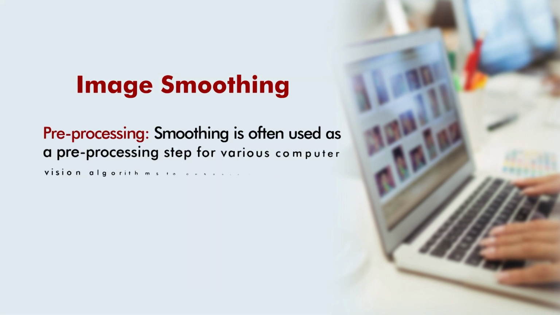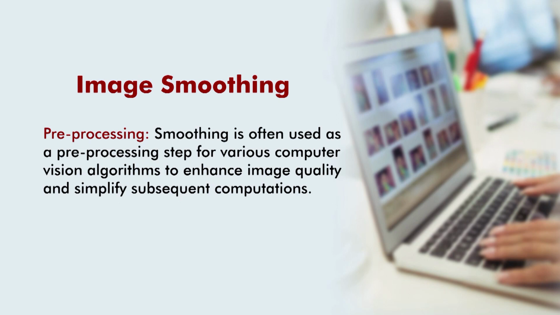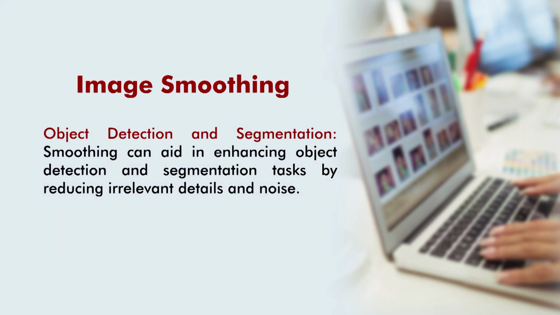The third one is pre-processing, which is a very essential task during image experimentation. In image experiments we need to pre-process the image because our image is raw data. If we pre-process, then we increase the efficiency. If our image is pre-processed, then we can say that the image is going to be enhanced with some particular quality. So, smoothing is often used as a pre-processing step for various computer vision algorithms to enhance image quality and simplify subsequent computations. And the next one is object detection and segmentation.